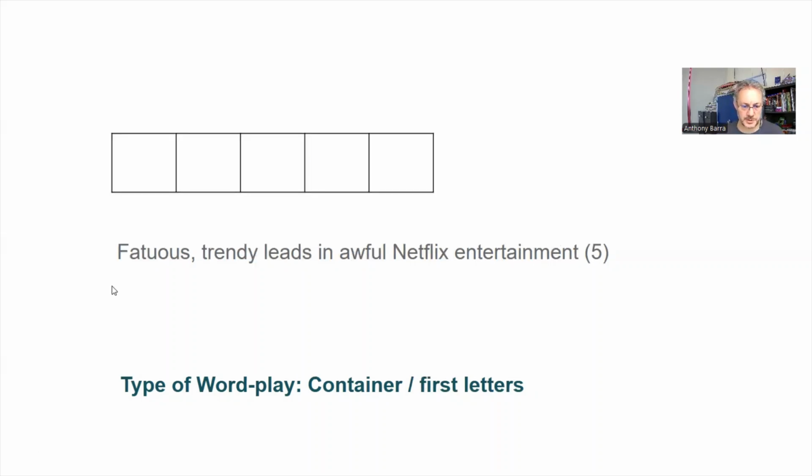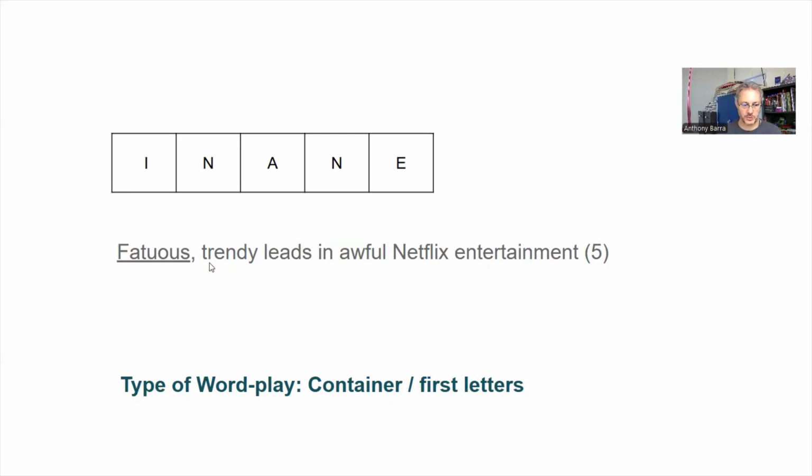Fatuous, trendy leads, and awful Netflix entertainment. So besides being a funny clue, if you know what the words mean, it's also quite clever. So fatuous is another way of saying inane, or sort of like meaningless or silly or not worth anything at all, or a sort of waste of time. And then we have the rest is trendy, leads, and awful Netflix entertainment.